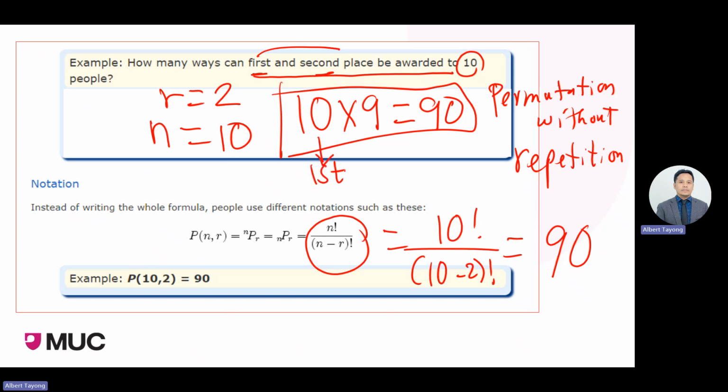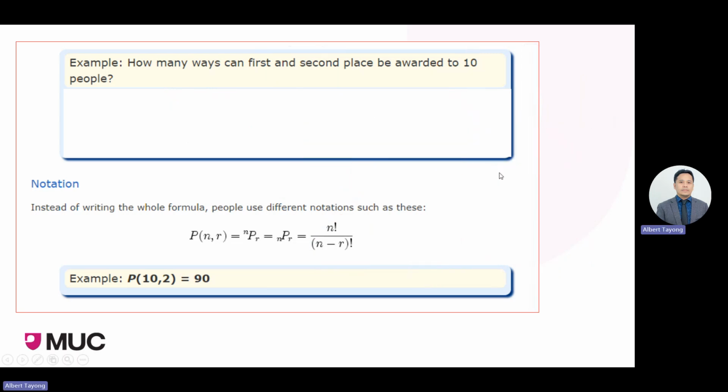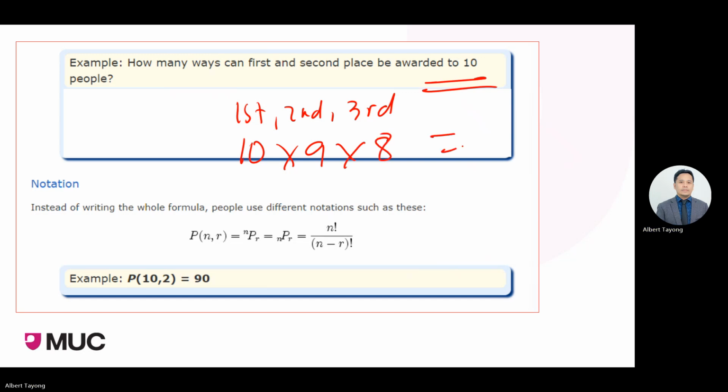During the first pick, there are still 10 people. During the second pick, because the first can be awarded only one time, only 9 people. So it keeps on reducing. So 10 times 9 is also 90. This is the shortcut actually. So if I'm going to say how many ways can first, second, and third be awarded to 10 people? 10 times 9 times 8. The answer is 720 ways.